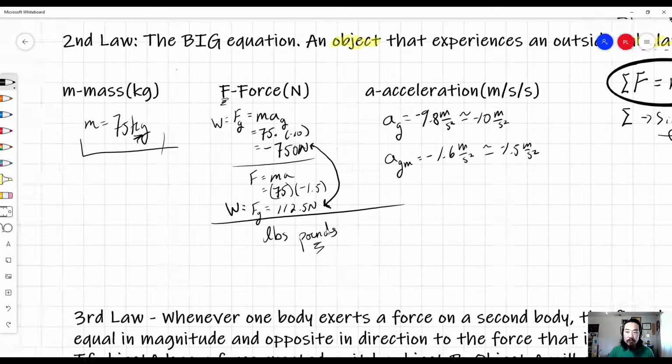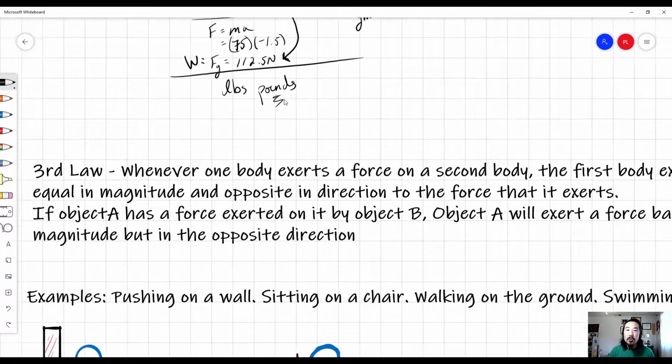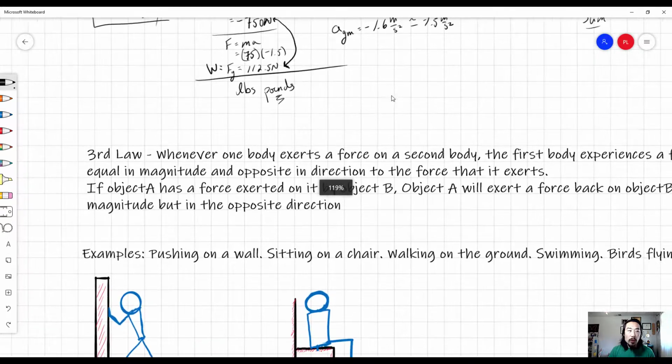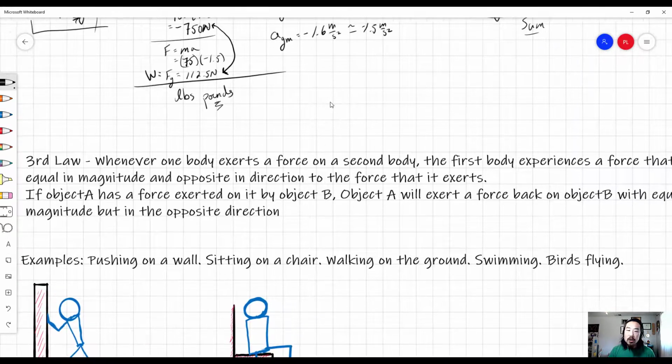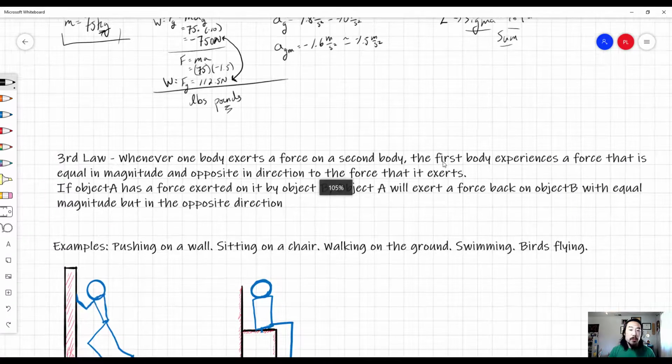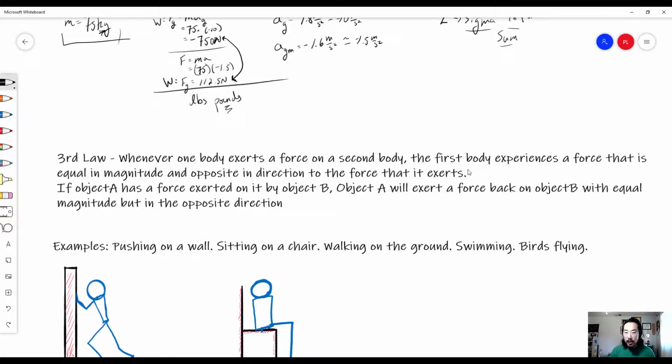Okay, now let's go into the third law. This is where things get really cool. The third law states, whenever one body exerts a force on a second body, the first body experiences a force that is equal in magnitude and opposite in direction to the force that it exerts. I rewrote this to say, if object A has a force exerted on it by object B, object A will exert a force back on object B with equal magnitude but in the opposite direction.